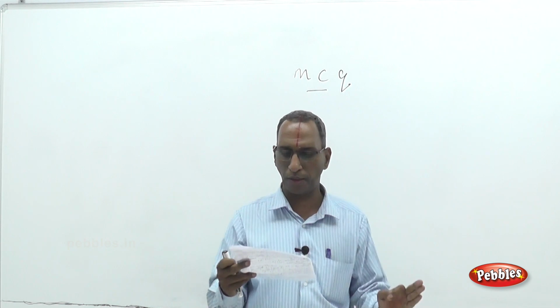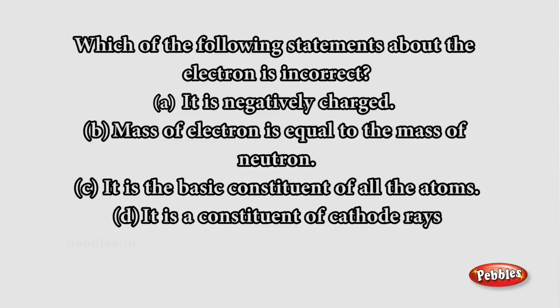Let me read this question. It reads: which of the following statements about the electron is incorrect? So we have to identify the incorrect statement. First statement A reads that it is negatively charged. This means electrons are negatively charged, which is a correct statement. Second statement reads that the mass of the electron is equal to the mass of the neutron.